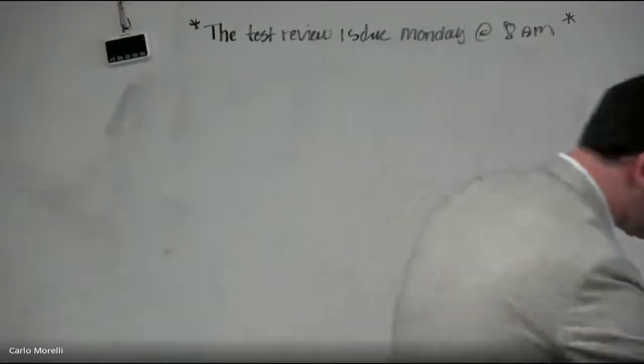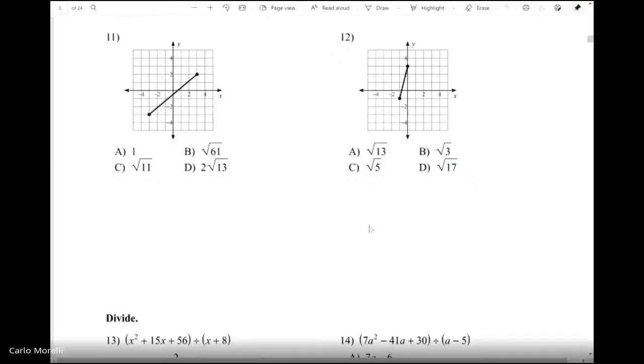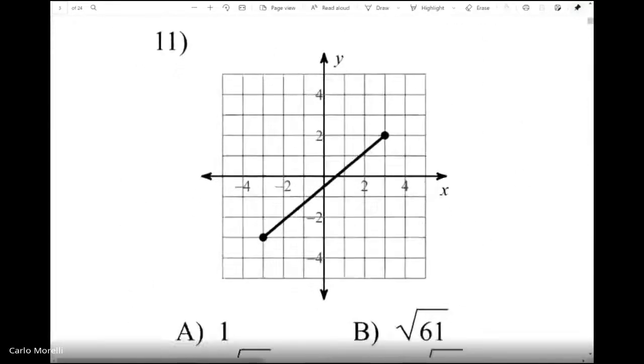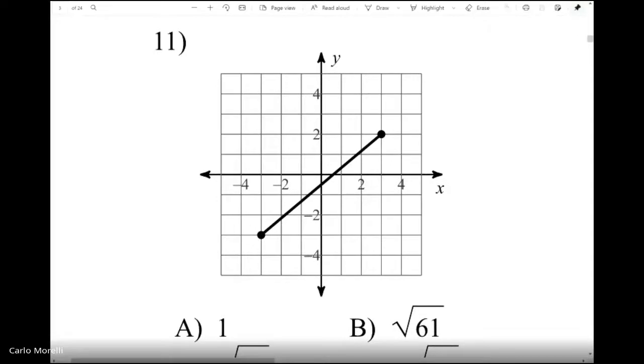So we're going to continue with our final exam review on number 11. And the instructions carry over from 9 and 10, which is find the distance between the 2 points. So in this case, the very first step to finding that distance is to identify the coordinates at either end of this line segment.